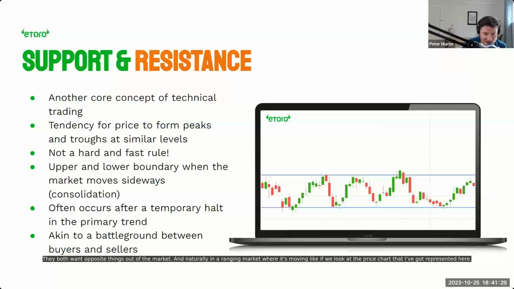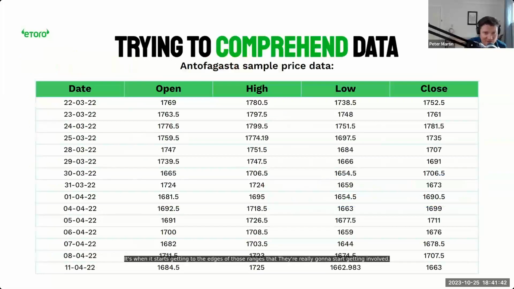They both want opposite things out of the market. And naturally, in a ranging market where it's moving, like if we look at the price chart that I've got represented here, it's when it starts getting to the edges of those ranges that they're really going to start getting involved.